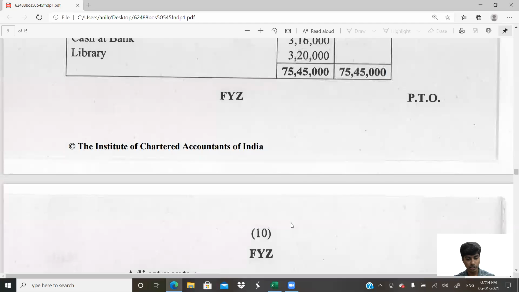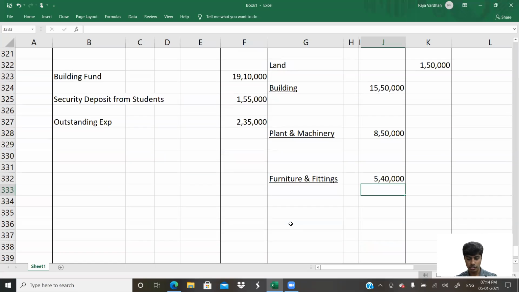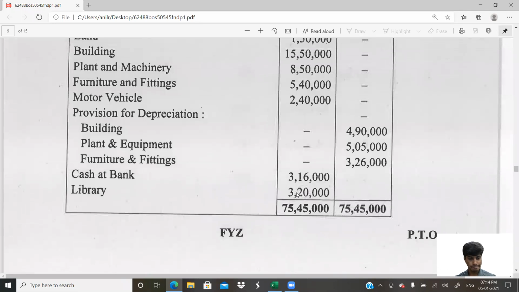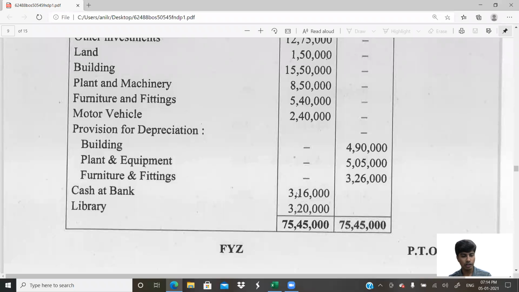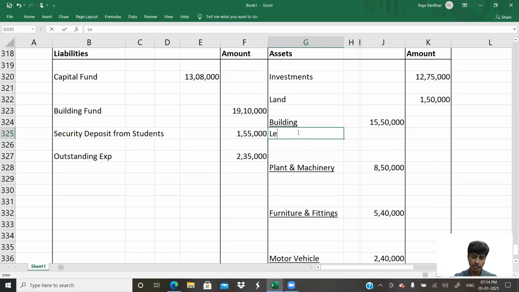Is there depreciation for motor vehicle also? Yeah, motor vehicle also has depreciation. So I leave 1, 2, 3 lines. Motor vehicle. How much is motor vehicle? Motor vehicle 2,40,000. Okay. Motor vehicle 2,40,000. No provision for depreciation is given. What I would do is I would subtract it from this value of the assets only. Less.